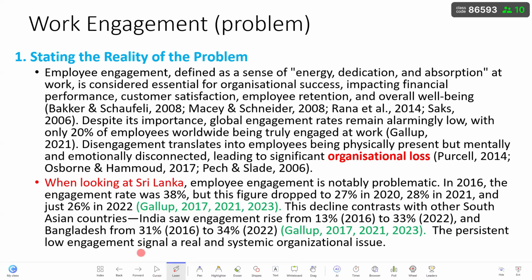The persistent low engagement signals a real and systematic organizational issue, right? So in order to justify this, we have provided enough information to denote that work engagement is problematic to the world or to the organization, right? So the reader can really understand that engagement is a problem by reading all these statistics. So, a systematic organizational issue. Work engagement is a systematic organizational issue.